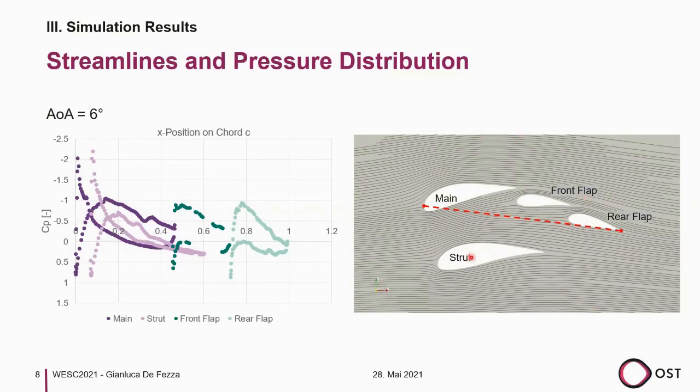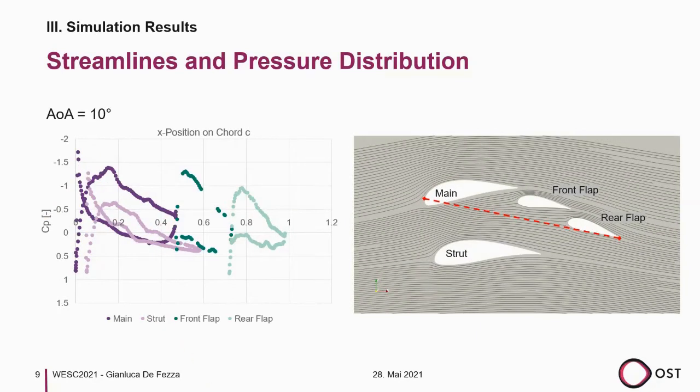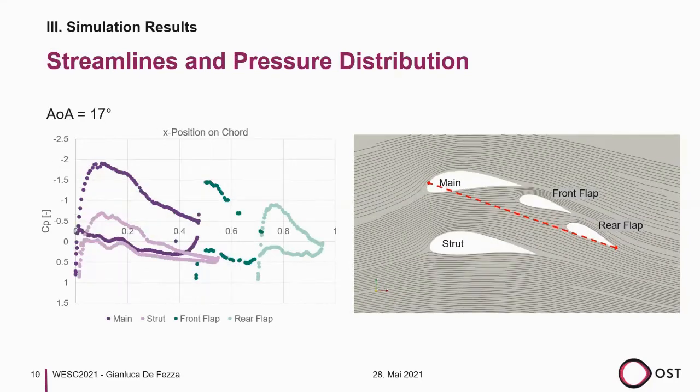the flow separation disappeared, although we still recognize some issues in the pressure distribution for main and strut. Even further at 10 degrees, we see the same, although it's improving, but still not perfect for the pressure distribution. And here at the angle of 17 degrees, we see really nice pressure distribution on main and strut, and also a nice plot for the front flap.